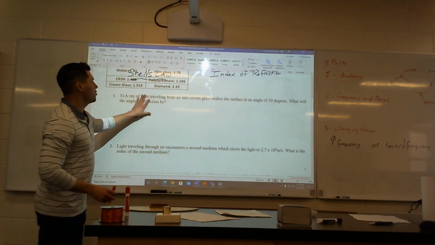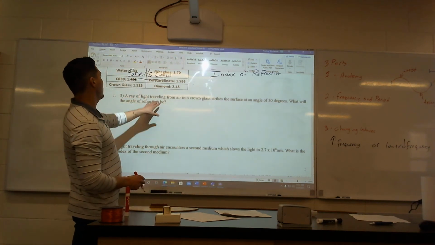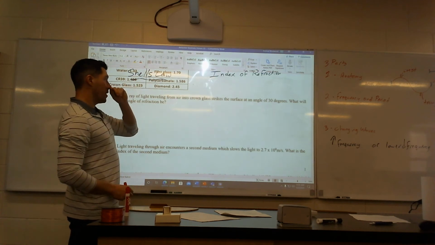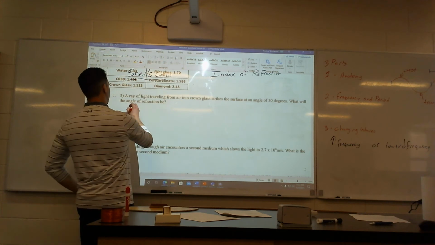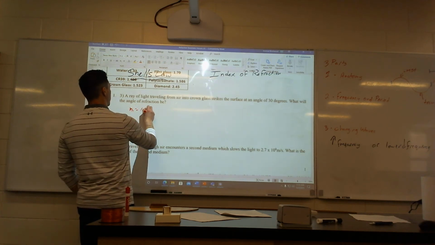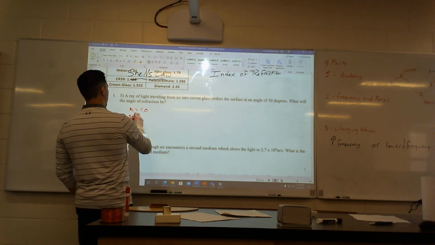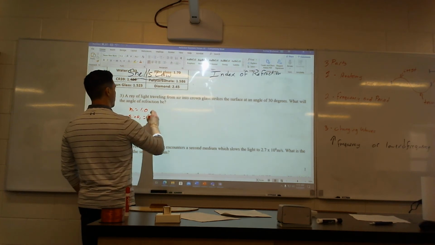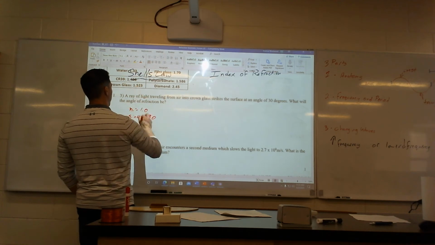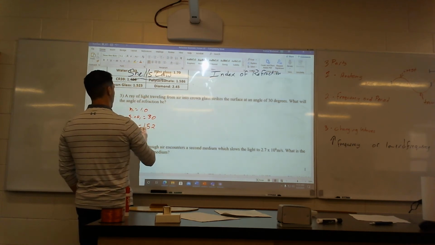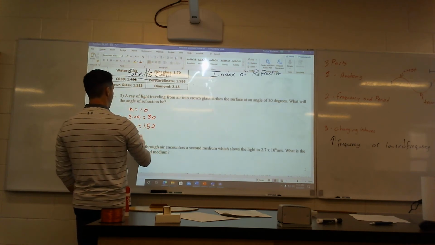It says a ray of light traveling from air to crown glass strikes the surface at an angle of 30 degrees. What will the angle of refraction be? So basically, in this question, it says n1 equals 1.0. We have theta 1 is 30 degrees. n2 is crown glass, which is 1.52. And we don't know what theta 2 is, though. We don't know that angle.